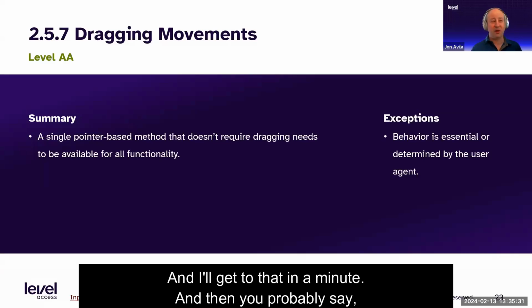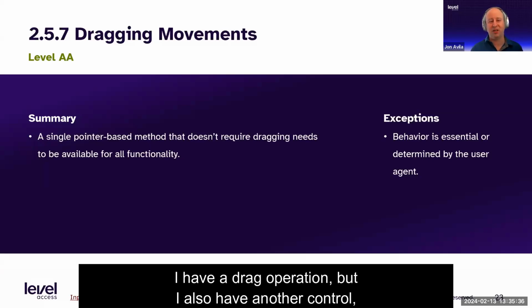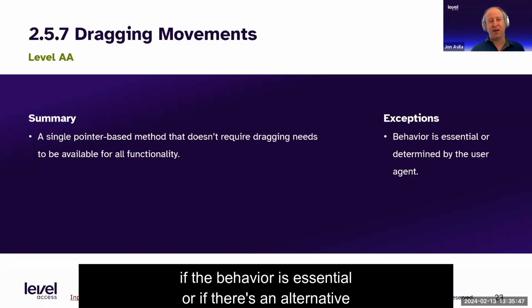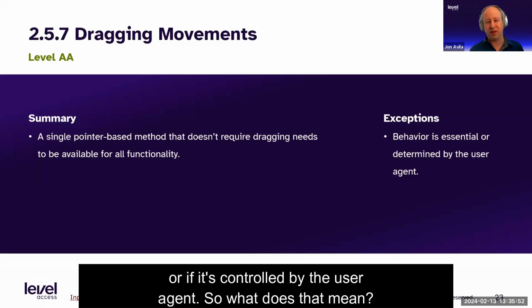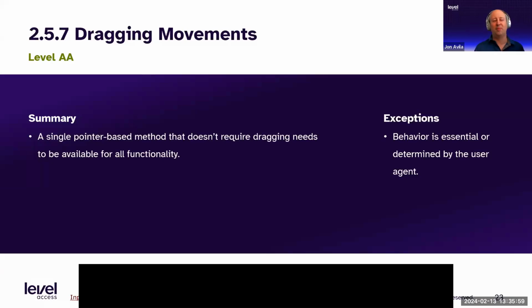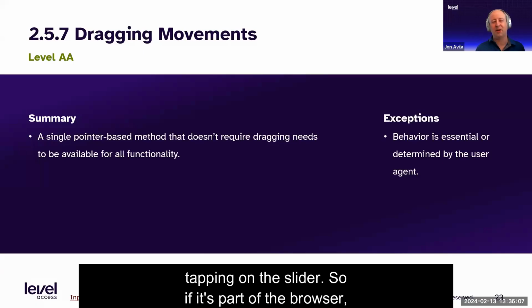And then you probably say, okay, can I use an alternative? For example, I have a drag operation, but I also have another control. Can I rely on that? And the answer is there are exceptions: if the behavior is essential, or if there's an alternative, or if it's controlled by the user agent. So what does that mean? Sometimes you may have a user agent based control. Perhaps there is a widget, a certain type of slider that only works with dragging and not by clicking or tapping on the slider.